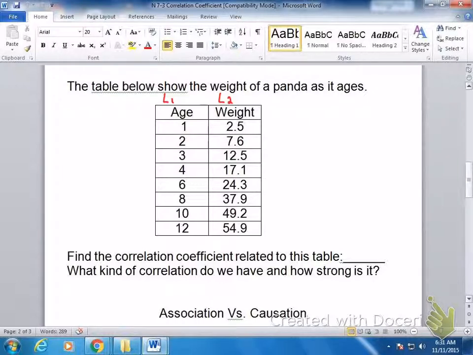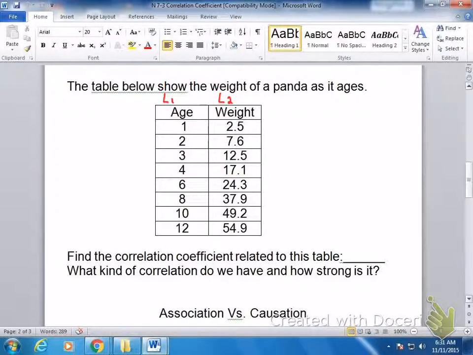So we need to put this in our calculator, guys. Remember, go to Stat and Edit. L1's your age, L2's your weight. Then after that, push Stat again. Go to the right to Calc and go down to 4 and hit Enter twice. And it'll give you the Y equals AX plus B, the A, the B, the R squared, and the R.